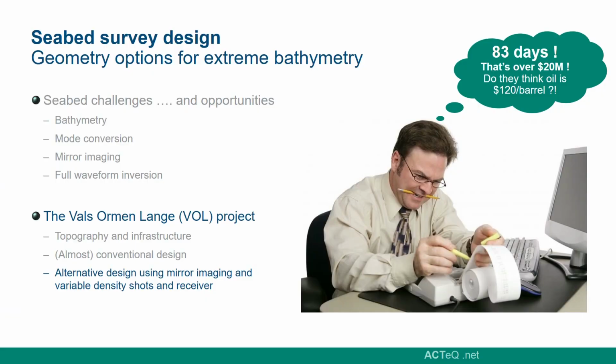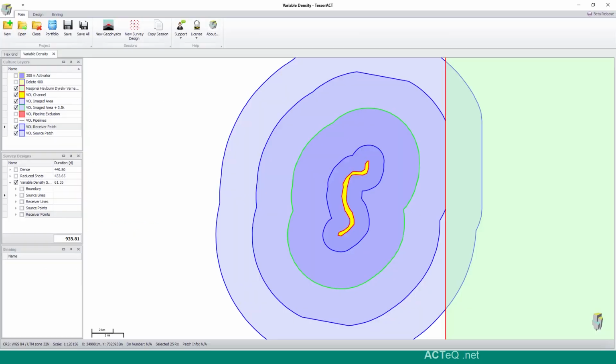Well, I'm quite happy with that design. Unfortunately, management is not happy. As you can see, our accountants are complaining that this survey is going to cost us over $20 million, and we're going to have to look at some cheaper alternatives. So what we're going to do is look at some variable density options.